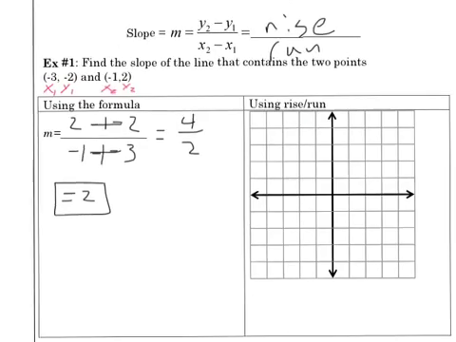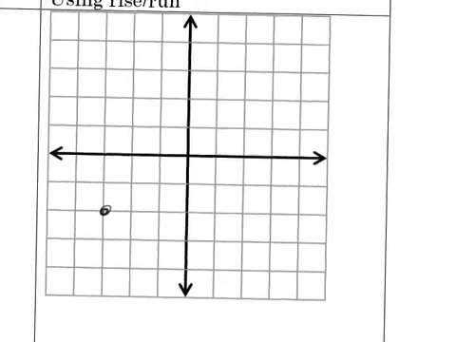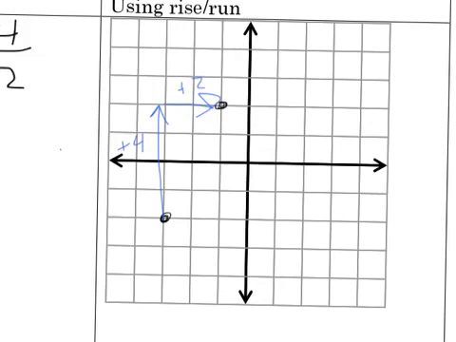Okay, the other way you can do this is you can plot these points. So let's plot negative 3, negative 2. That's that one. And what was the other point? Negative 1, positive 2. Now we can just ask ourselves, how far up did it go and how far over? It looks like it went up 4 and over 2 in a positive direction. That is my rise and that is my run. So my slope is rise over run, 4 over 2, which is, of course, 2.